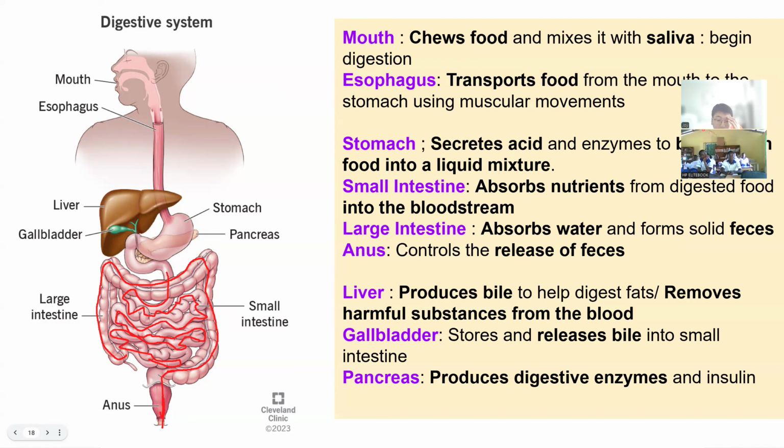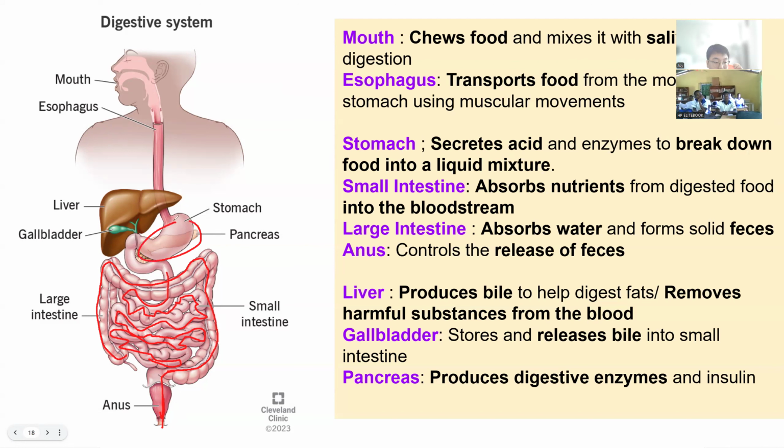And the important part is that the stomach secretes acid. It breaks down the food here in the stomach. And the small intestine is where the broken down substances get absorbed, and it connects to our circulatory system, into the bloodstream. The large intestine absorbs water and forms feces.